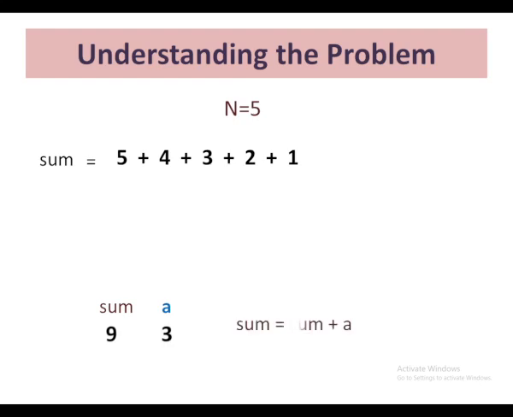And then sum equal to sum plus a. So 9 plus 3 I will get as 12. Then I decrement my a, so 3 becomes 2. Then 12 plus 2, that is sum equal to sum plus a, will bring me sum as 14. And then again I decrement my a and I get a value of 1. And then I add sum equal to sum plus a. So you get 14 plus 1, 15. So the same process, but I am approaching this problem in a different, alternate manner.